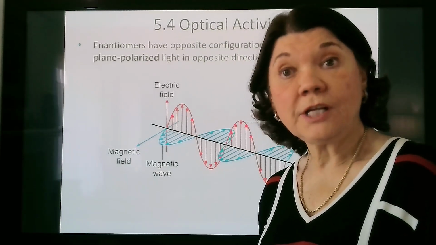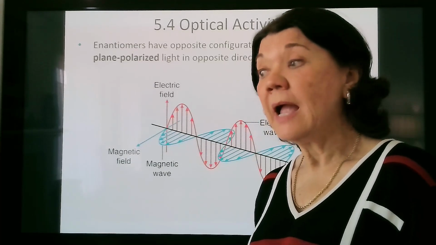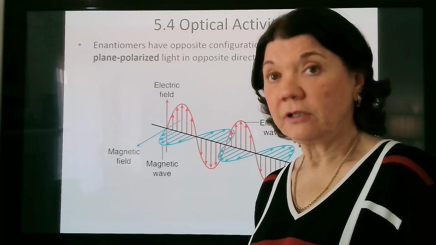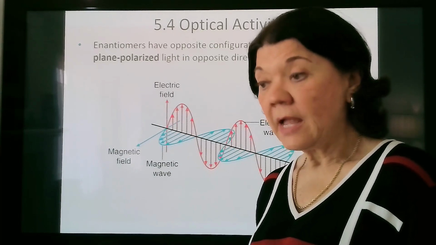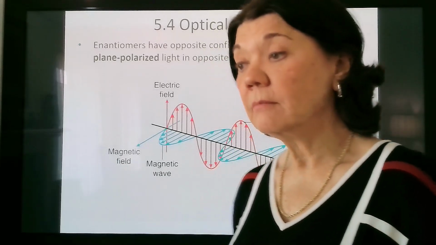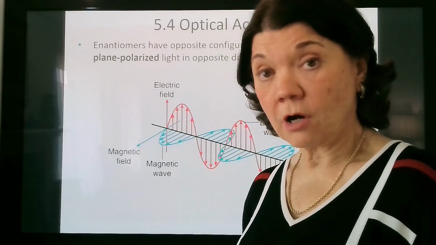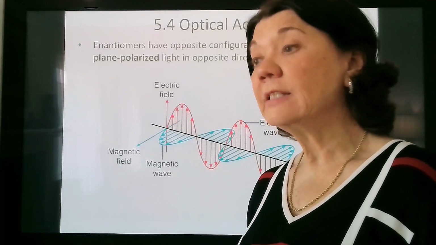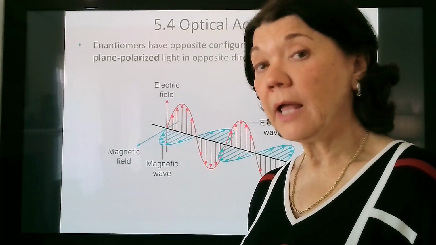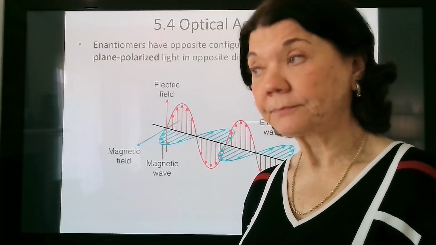So we're going to continue with stereoisomerism, and we're going to focus mostly on optically active compounds. And so the way that most of these compounds are characterized is by looking at how they rotate the plane of polarization of polarized light.